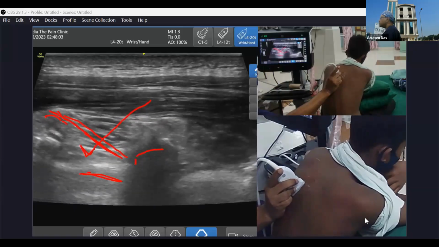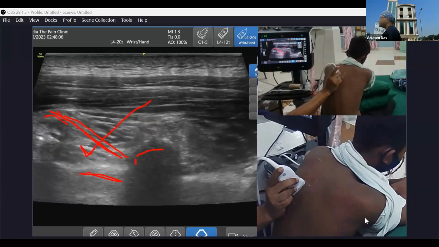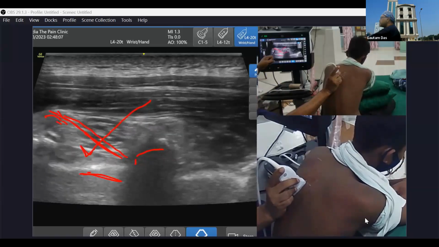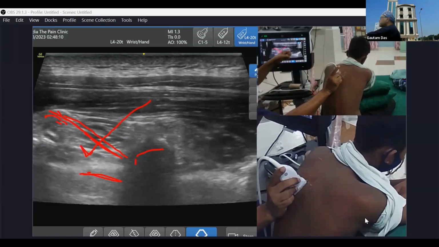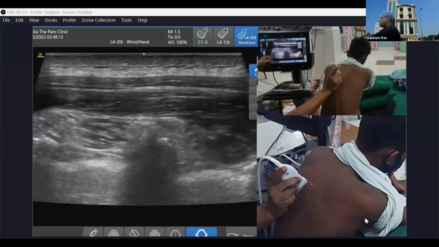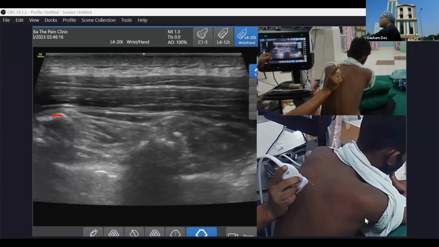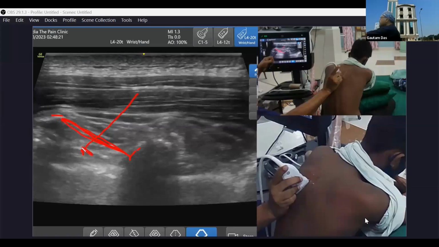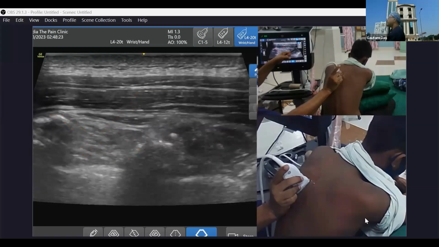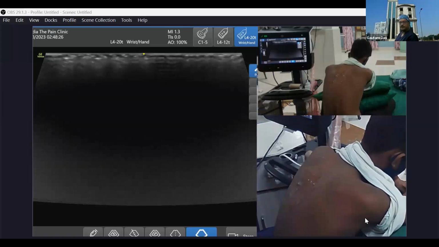This can be done both out of plane or in plane. You have to puncture this superior costotransverse ligament. The superior costotransverse ligament is now very nicely seen. From here till here, this is the superior costotransverse ligament. You have to come here. Is it clear? Yes, sir.